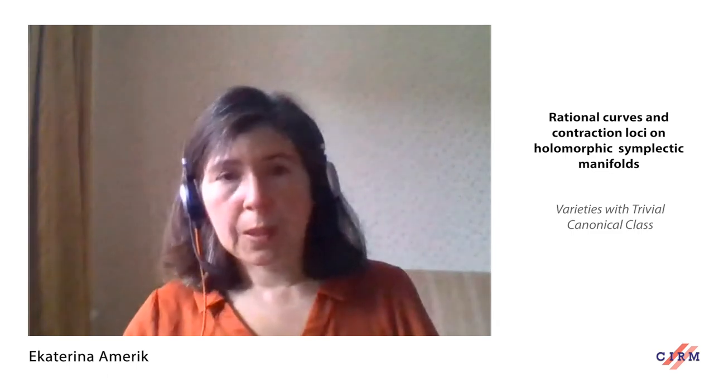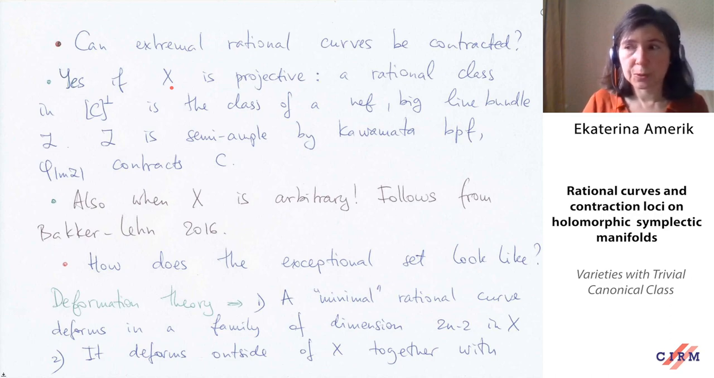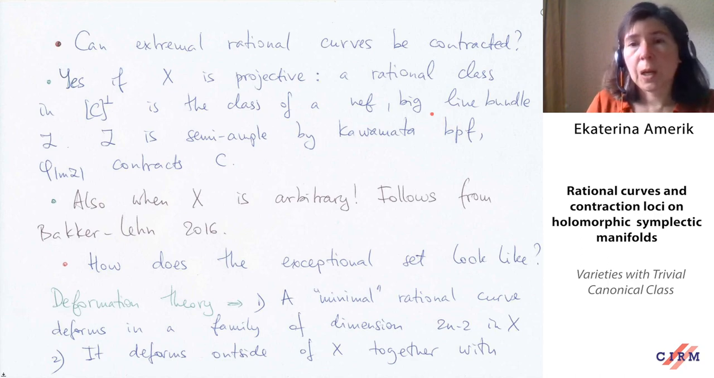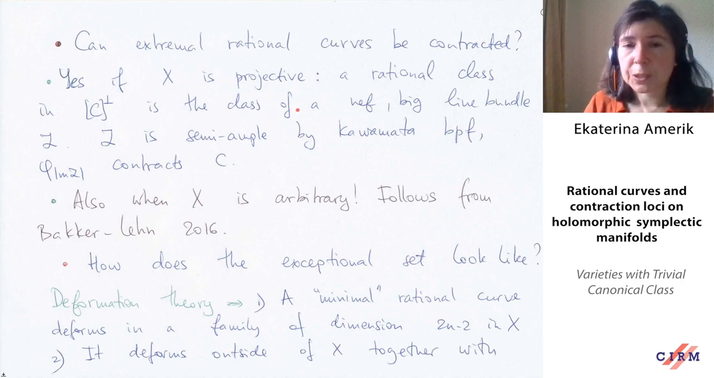So other questions. On a K3 surface, these minus 2 curves could be contracted. So we may ask, what is the case in higher dimension? Can we contract these extremal rational curves? If X is projective, then it is very well known since the 80s that yes, we can. If we have such an extremal rational curve, the orthogonal to its class gives a wall of the ample cone, and on this wall, there are some rational classes, and those are the classes, if you make them integer, of nef and big line bundles.